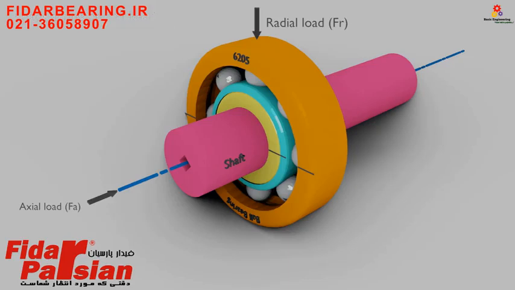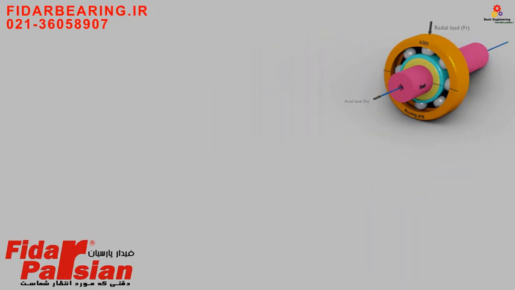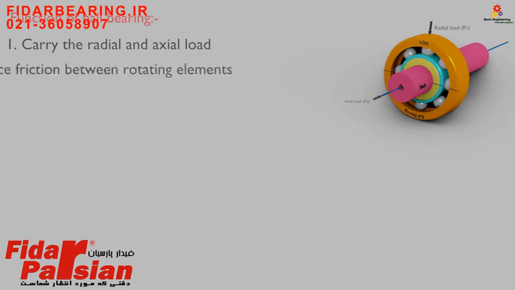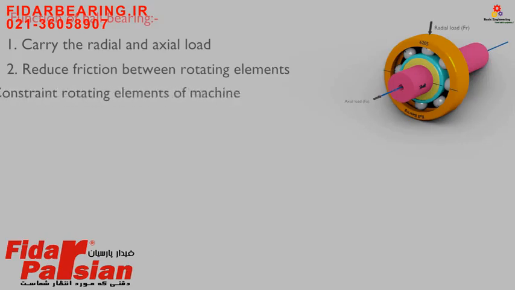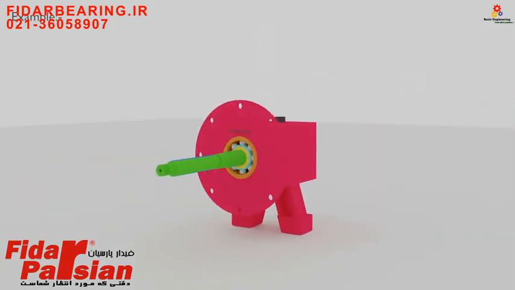The bearing has three main functions. It is used to carry the radial load and axial load, as we have discussed. Bearings are used to reduce the friction between the rotating elements. Bearing helps to constrain the rotating elements of a machine. Well, let us take an example of a centrifugal pump to understand the function of bearing in detail.